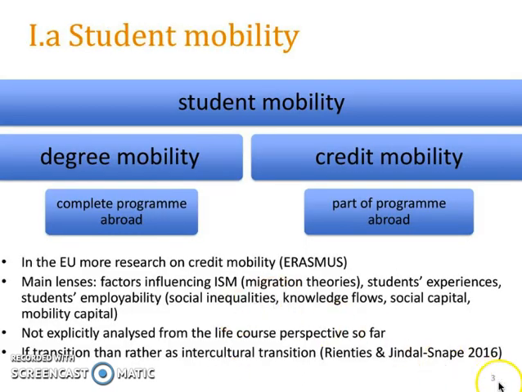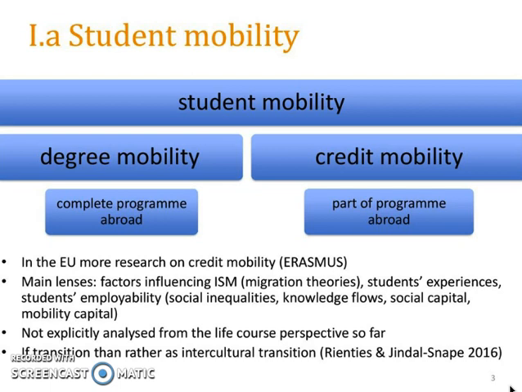Let's continue. So the first one is, as you see, about student mobility. Student mobility is divided into two parts. The first one is degree mobility, and the next one is credit mobility. And of course, each of them is also divided into small parts. The degree mobility includes a complete program abroad, and the credit mobility is a part of a program abroad. So now you see the difference between degree and credit mobility.